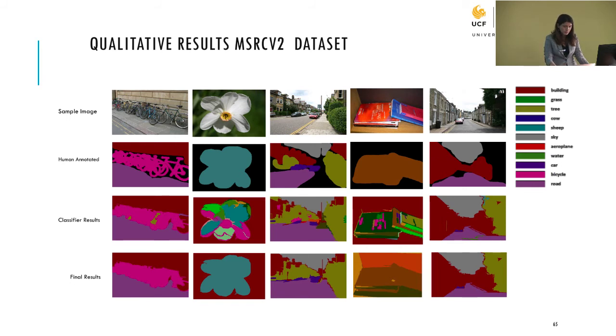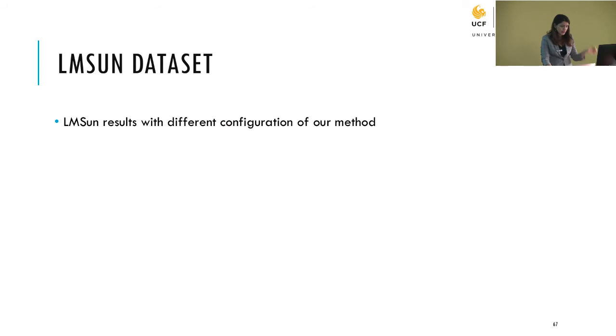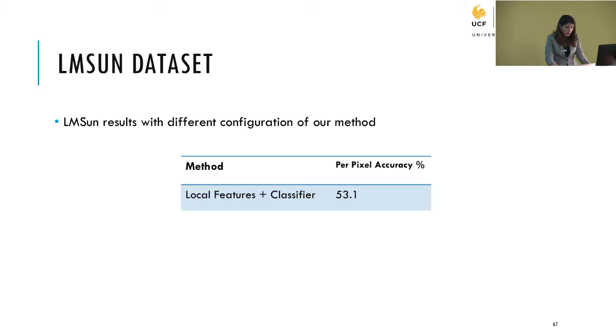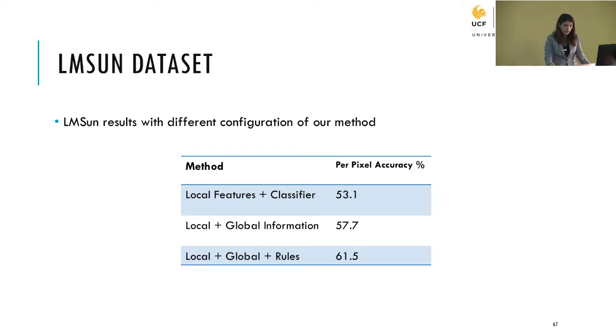segmentation results. The last data set in this chapter is the LMSUN data set, which has about 200 classes. The local feature and classifier gives 53, using global information 57, and using the rules we get an improvement of about 4%. And rules here are very important because we have just a few examples for each class.